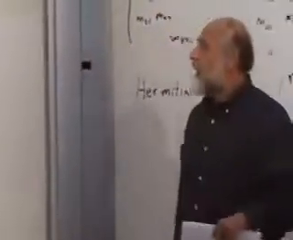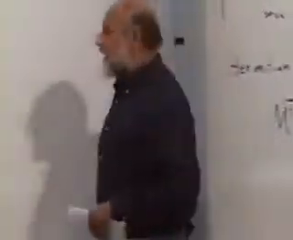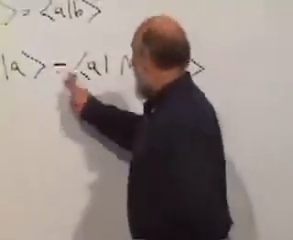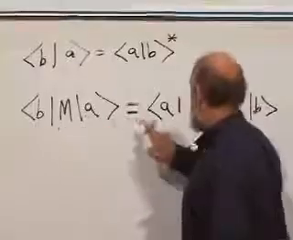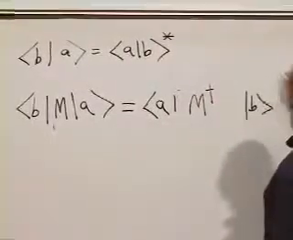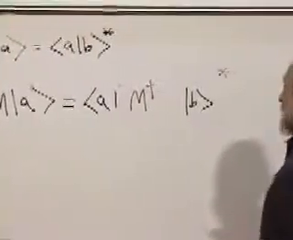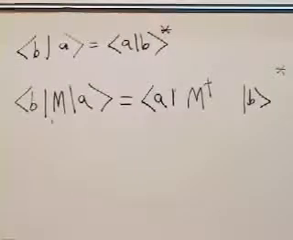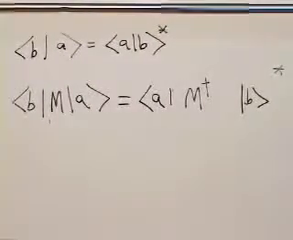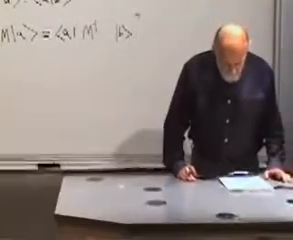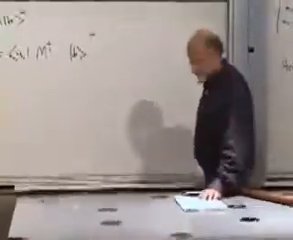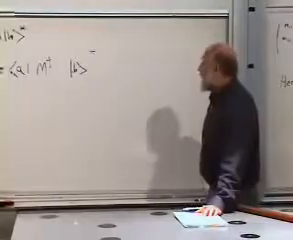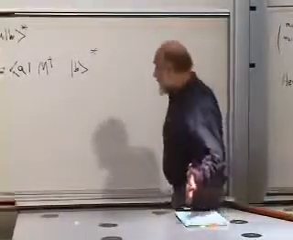What do I have to do to it? Complex conjugate it. I've complex conjugated A, I've complex conjugated B, and I've complex conjugated M. So I have to take the whole thing and complex conjugate it. Okay. So that's a simple fact about complex conjugation of matrices and vectors.